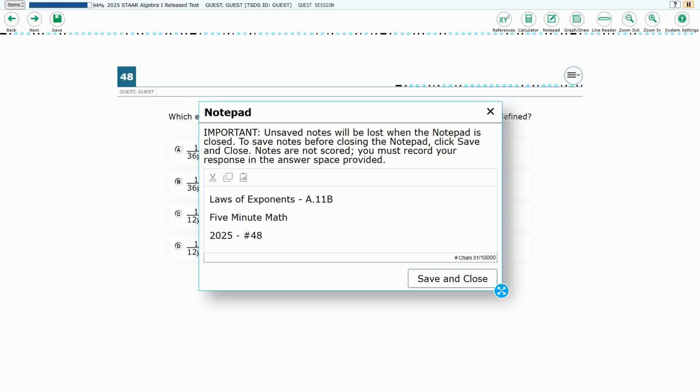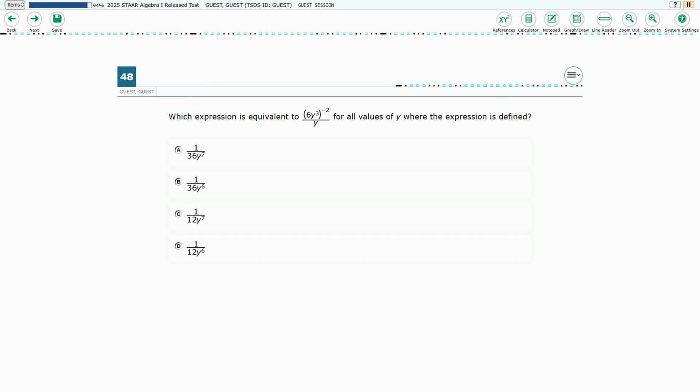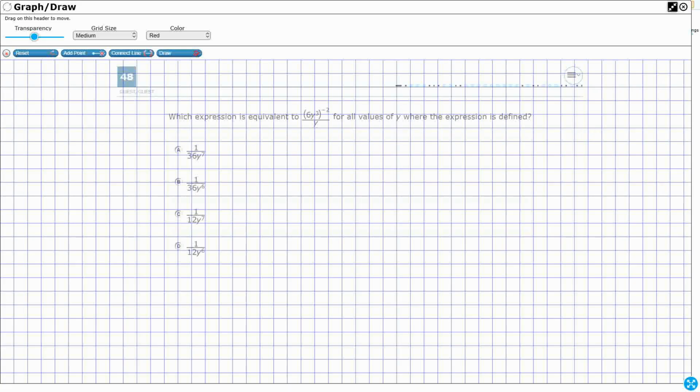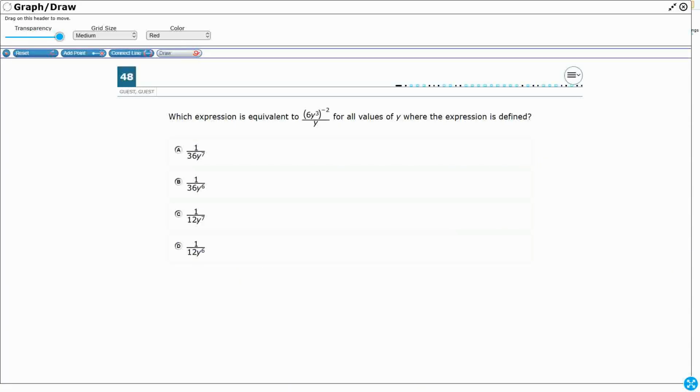Today we are looking at the Algebra 1 concept of laws of exponents. This is standard A.11B in the great state of Texas, and we are using item number 48 of the 2025 released STAAR test. If you haven't done so already, please go ahead and take a moment to pause the video, work this problem out on your own, unpause it, and we will look at our answers together.